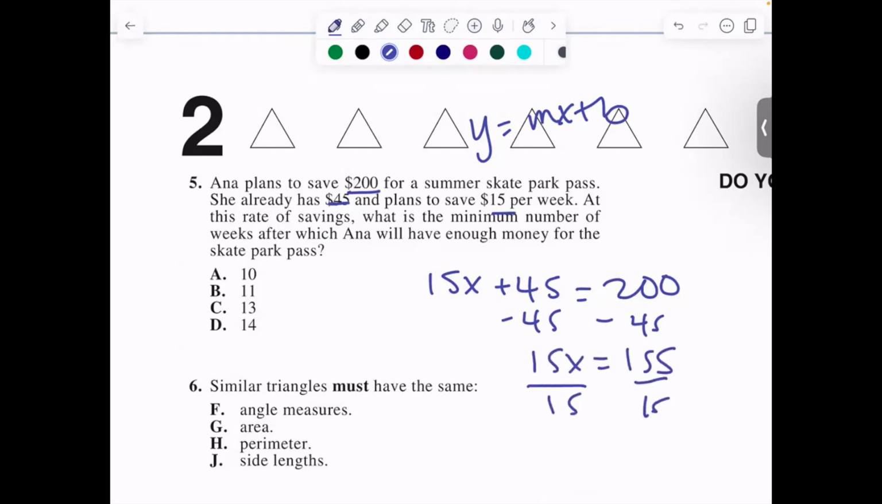And let's see what we get. And it's going to say x equals 10.33. So she actually needs to get 11 weeks. She needs to save 11 weeks because otherwise she still wouldn't have enough money at 10 weeks. So be very careful on these scenario questions that you're paying attention to whether to round up or down.